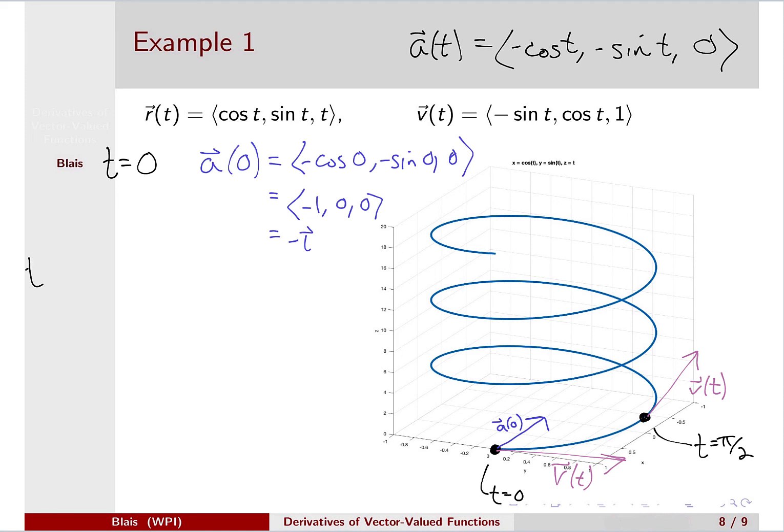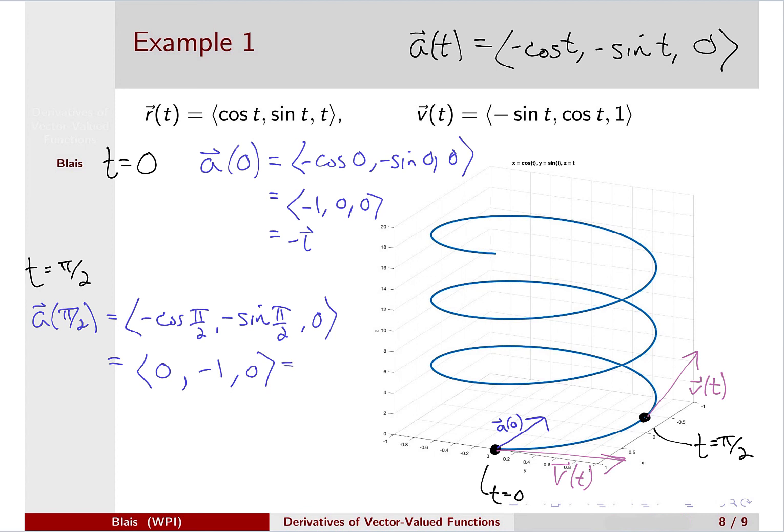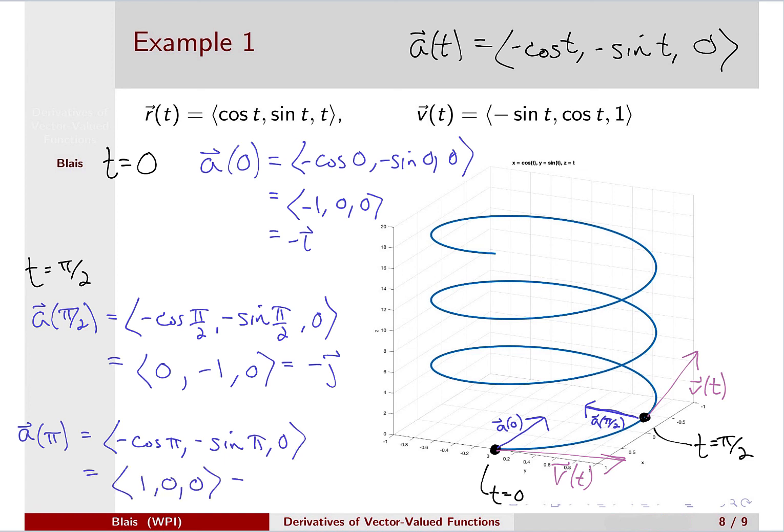If we check at time pi over 2, we see that a of pi over 2 is minus cosine of pi over 2, minus sine of pi over 2, 0, or 0, minus 1, 0, which is the vector minus j, a unit vector pointing in the negative y direction. And if we check one more, say a of pi, we have minus cosine of pi, minus sine of pi, and 0, or 1, 0, 0, which is the unit vector i, and we would see that over here, this is our a of pi.